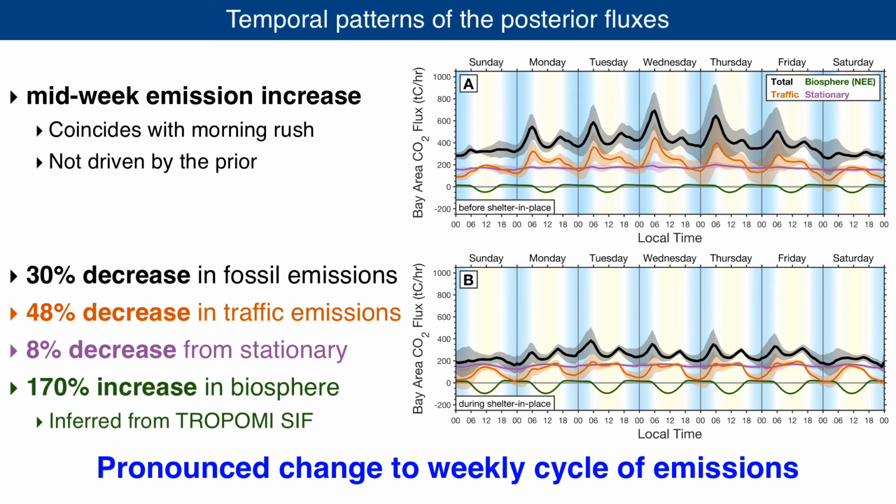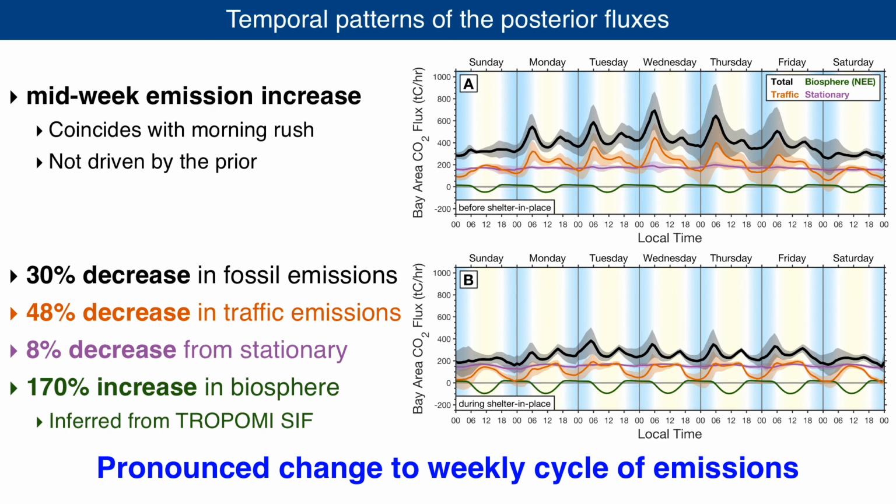We see a 30% decrease in the fossil fuel emissions, with most of this coming from traffic and a small change from stationary anthropogenic sources. Two particularly interesting findings are the changes to the diurnal patterns. We no longer see those large rush hour emissions, and the nighttime emissions show a dramatic decrease. This is pointing to a major shift in both when and where our CO2 emissions are coming from.